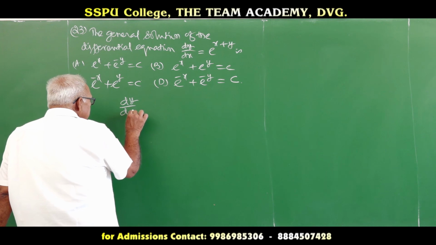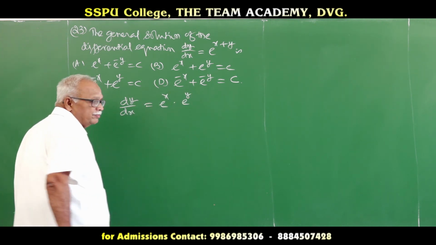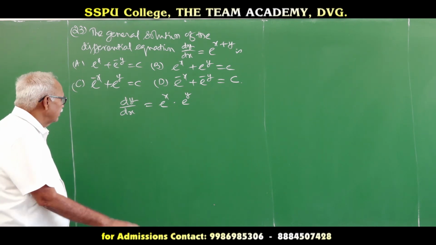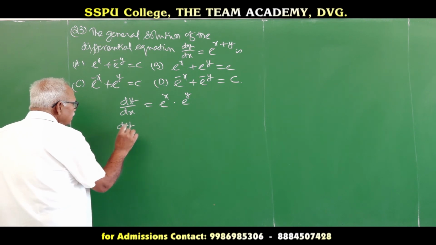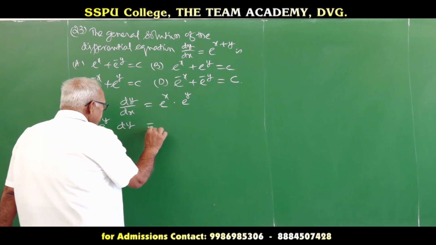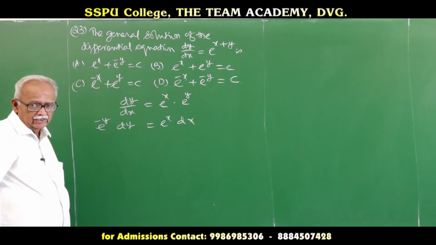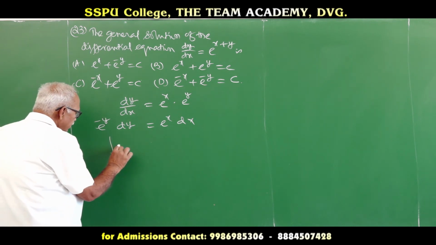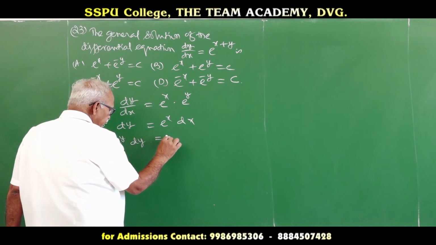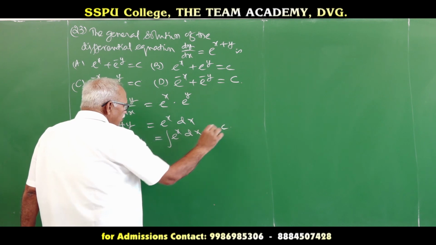dy by dx is equal to, write e power x into e power y. e power x plus y means e power x into e power y. Okay. Now separate the variables. This is e power minus y dy is equal to e power x dx. When it comes to this side, it becomes e power minus y. So integration of e power minus y dy is equal to integral of e power x dx plus c.